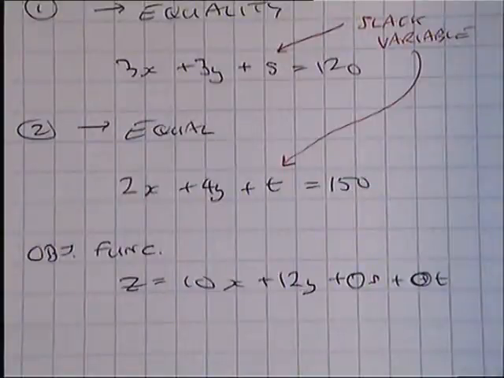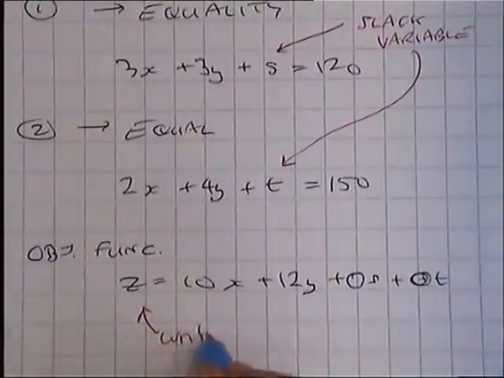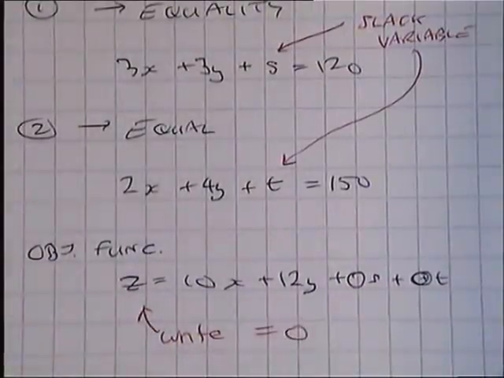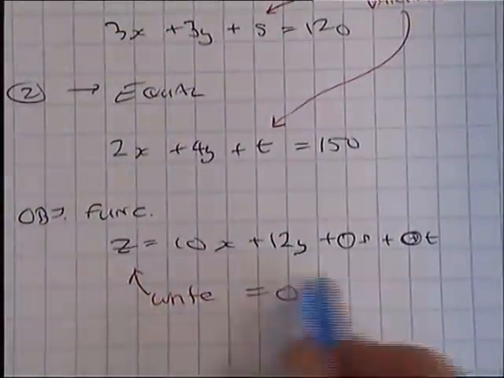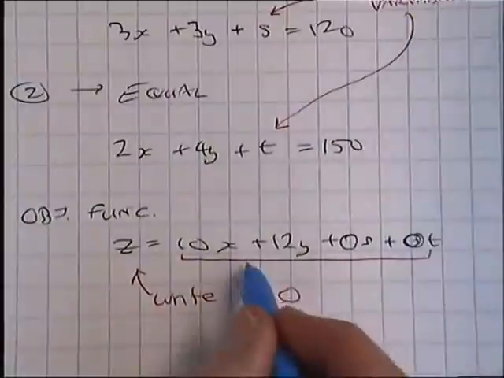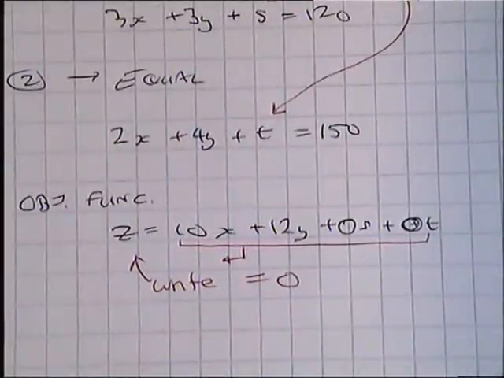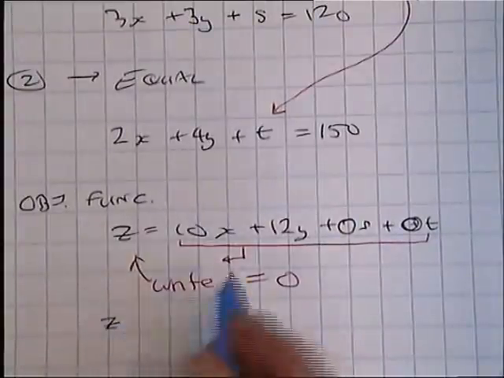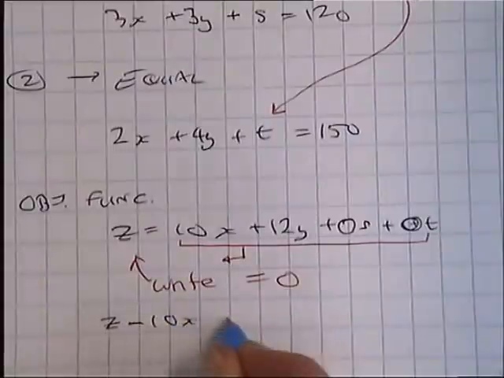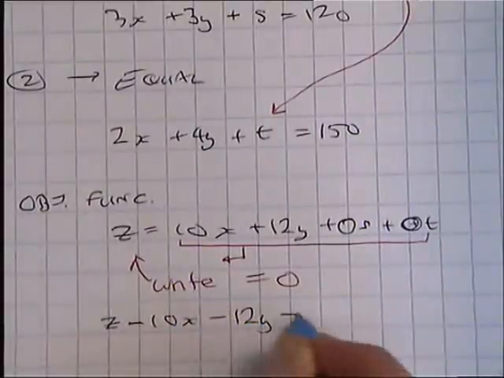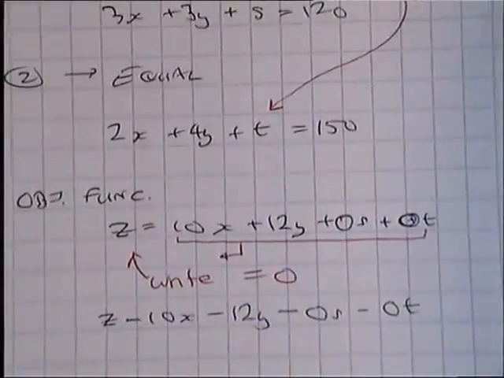Then what we do, we always rewrite this line here, we always rewrite it so it equals 0. And we always do that by shifting all of this onto the other side of the equation, the equal sign. So, I keep the z where it is, but all of these things I shift to the left. So I'll have a minus 10x, a minus 12y, a minus 0s, and a minus 0t.